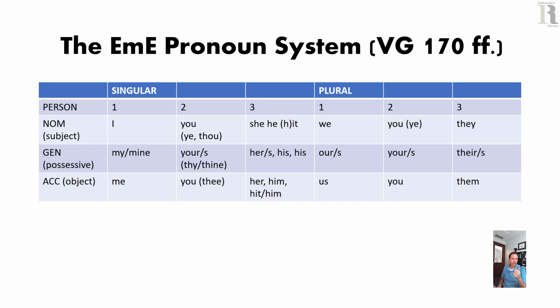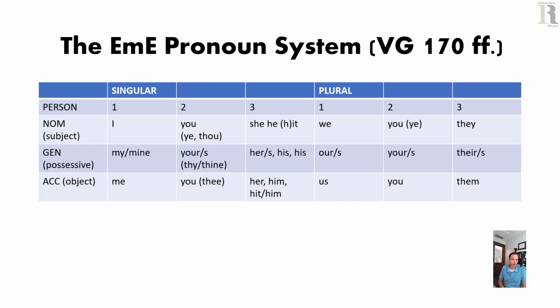As you can see here, the early modern English pronoun system, and this table is adapted from Van Gelderen, page 170 in her History of the English Language. We can see that in early modern English, we have I, you, she, you, we, you, they. Now that seems very familiar because that's modern English. That's why we call it early modern English, because it is modern English. It's just early. But we do have variant forms, which you may recognize if you've read older literature.